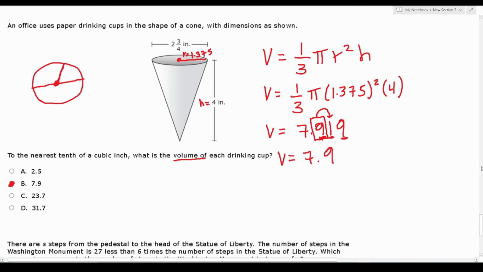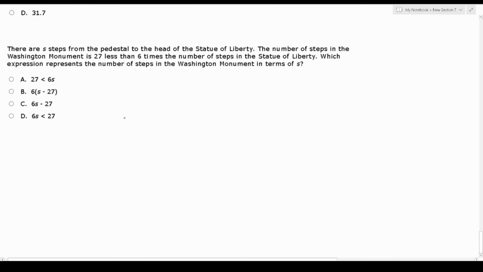All right, this final question says, there are S steps from the pedestal to the head of the Statue of Liberty. Pedestal is just another word for base. The number of steps in the Washington Monument is 27 less than 6 times the number of steps in the Statue of Liberty. Which expression represents the number of steps in the Washington Monument in terms of S?